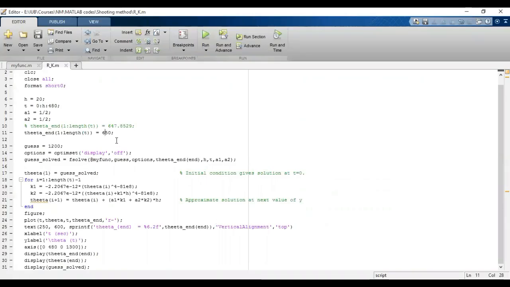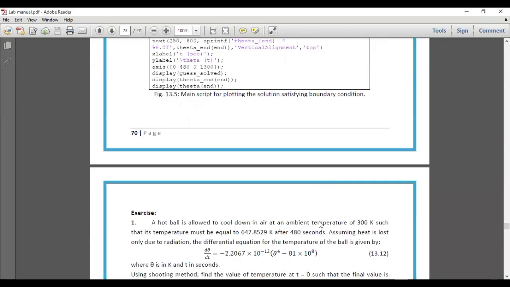So for this purpose, I have considered the same differential equation which I considered in my previous lecture.